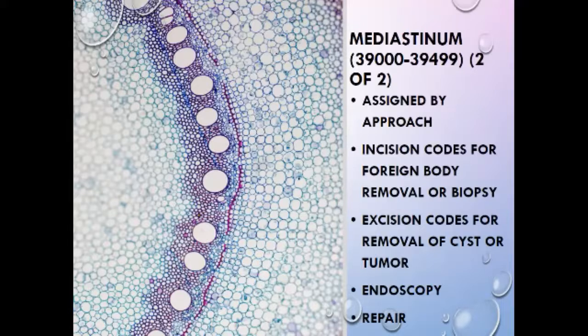Okay, so the Mediastinum subheading is divided by procedures and includes incision, excision, and endoscopy categories. Procedures are reported with the use of codes 39000 through 39499. Codes are based on the surgical approach taken to perform the mediastinotomy, either cervical, which is the neck area, or across the thoracic area or sternum.